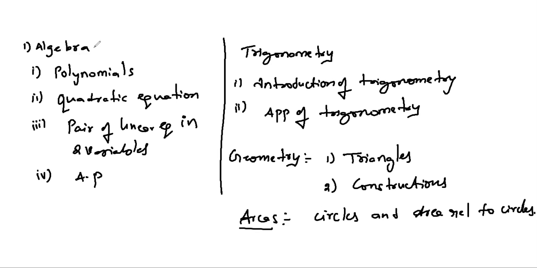If any question comes from algebra, no question will come particularly from polynomials or quadratic equation or pair of linear equation or AP. A question will come from algebra, so you have to consider that the question may come from any of these chapters. Trigonometry means from these two. Geometry means from these two. Areas means from these two. Okay. Now we'll go through the blueprint. If I'm writing algebra, you should think that algebra consists of these four chapters. Okay. Right. Next.